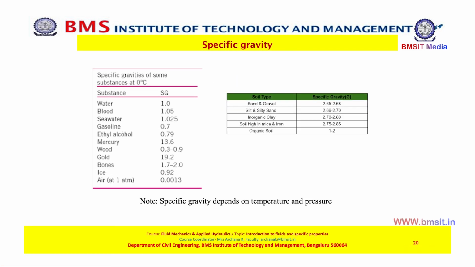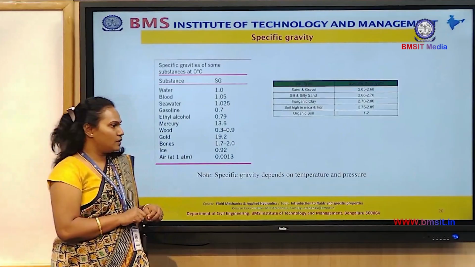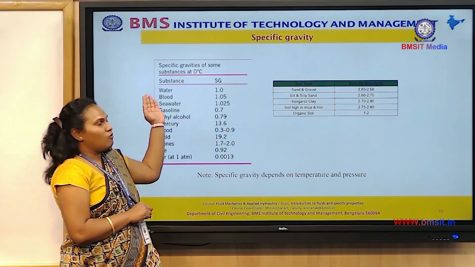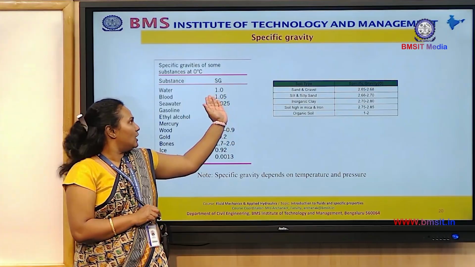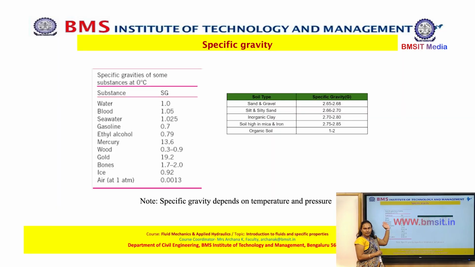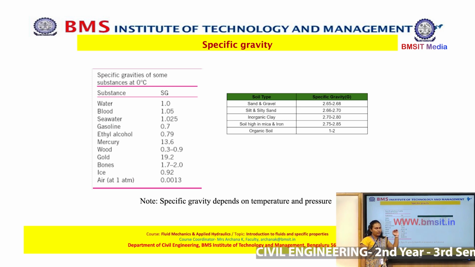So what are the common values of the specific gravity that we have for the common material? Firstly, we have water, which is at the value 1. Look at blood, which is very common in all our bodies. It is at 1.05. It is slightly thicker than water. When you come to sea water, ocean water, it is slightly denser than water. So you can see it has value of 1.025.